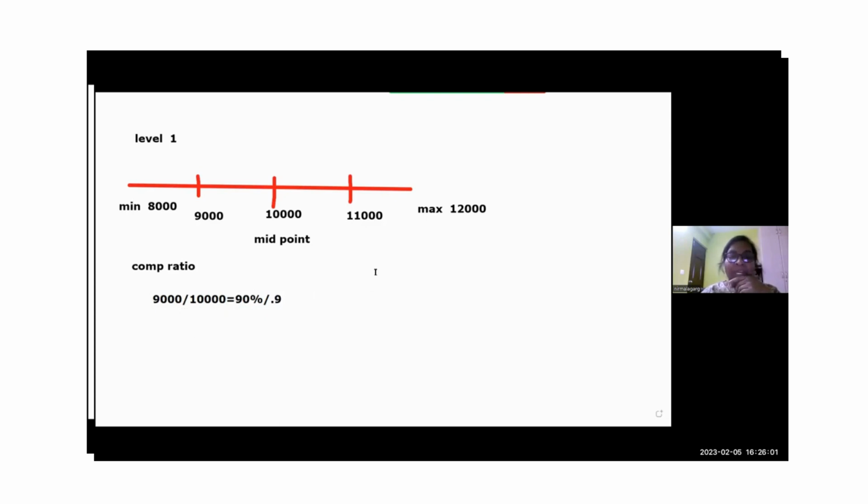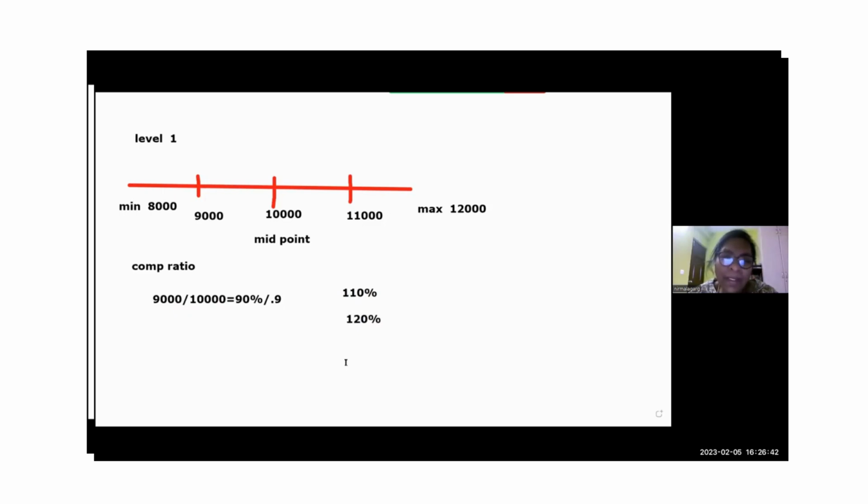Let us just learn first how to calculate it: the base salary of that incumbent divided by the midpoint, as a percentage. Say for example at 11,000, you tell me what will be the Compa-ratio. Quick. 110%. Absolutely, 110%. Okay. And at 12,000? 120%, or 1.2.